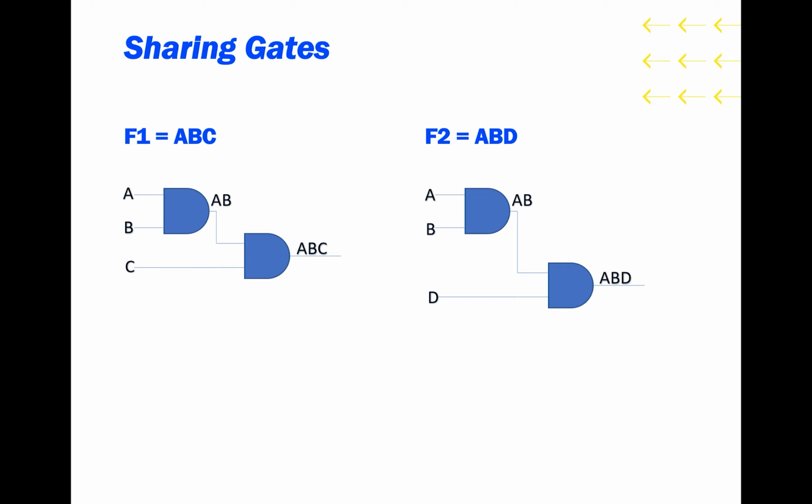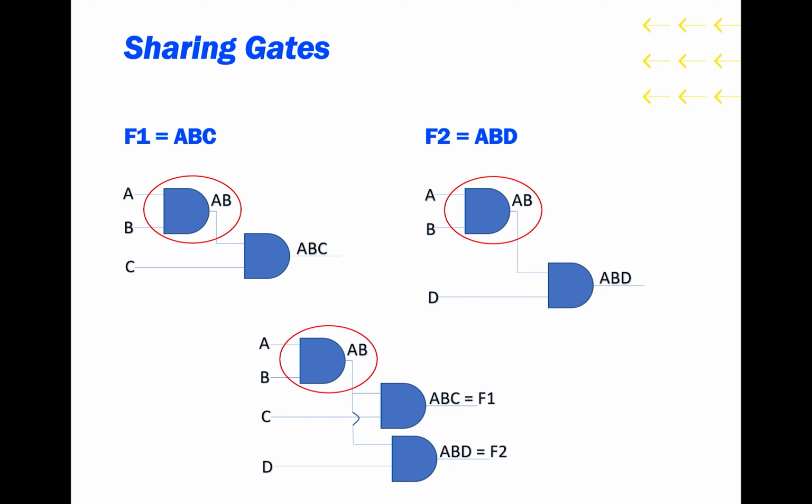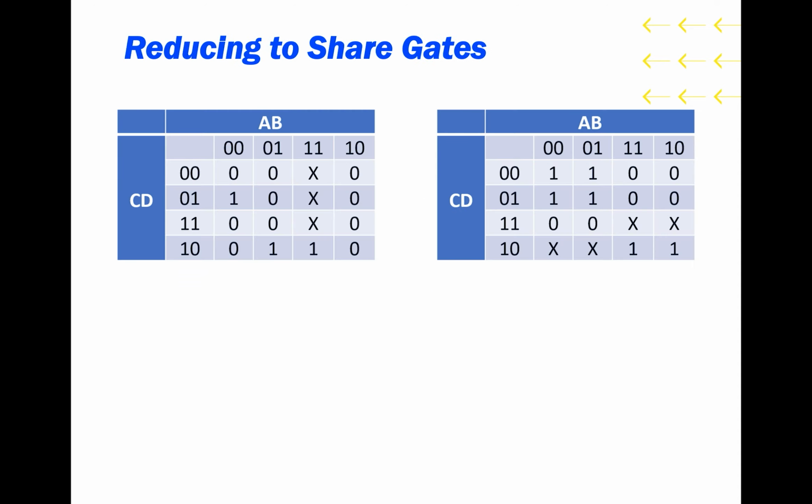But if you are asked to design a circuit that performs both of these functions, further reductions are possible by noticing that they share gates. By sharing gates, we can reduce the total number of gates used in the circuit, and reduce the cost and size of the circuit produced. So how do we go about ensuring that we share the most gates possible when reducing our functions?